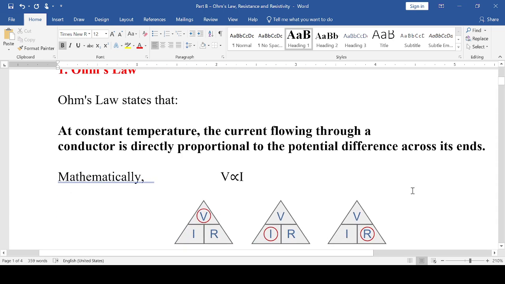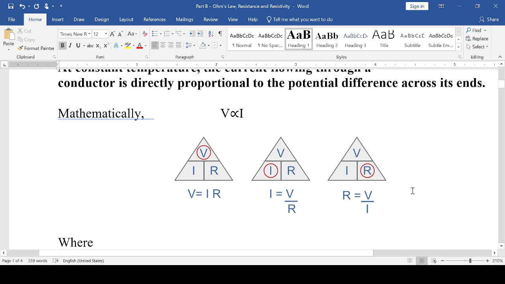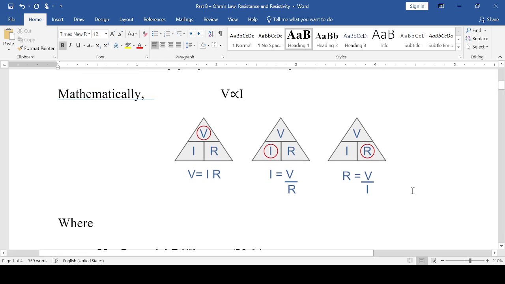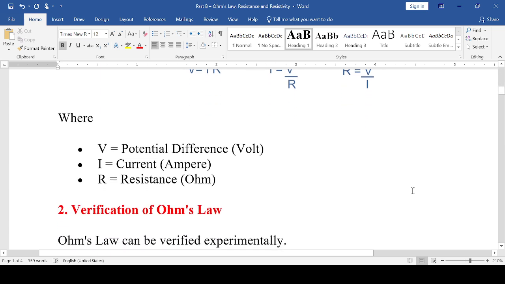So mathematically, how will you represent that? V is directly proportional to I. If you want to find out V, you can use this magic triangle. V equal to I times R, where V is the potential difference, I is the current, and R is the resistance. By using the magic triangle, you can find any one of the three. This is your Ohm's law. The unit of potential difference is volt, current is ampere, and resistance is ohm.